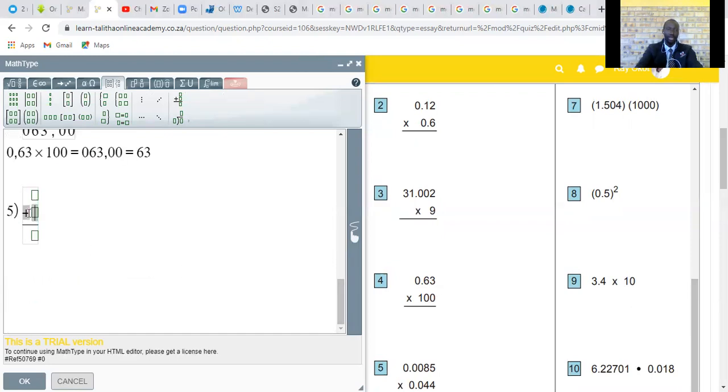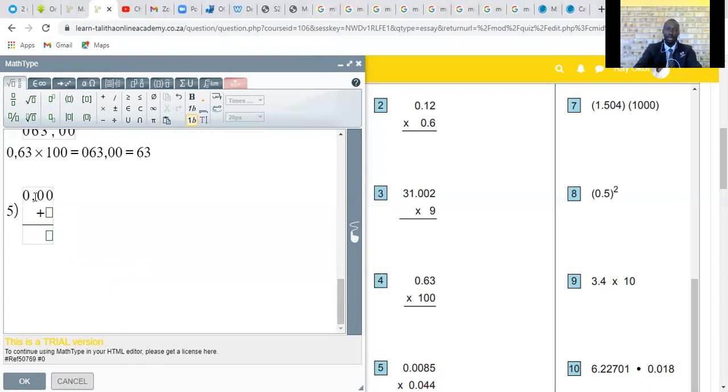So this one is going to be the sign of multiplication right there. Let me first write the numbers. So being 0.0085, we multiplied by what? We multiplied by 0.044. Yes, that is what we have to multiply. So now we can change the sign to multiplication. Okay, so let's see what's going to happen here.